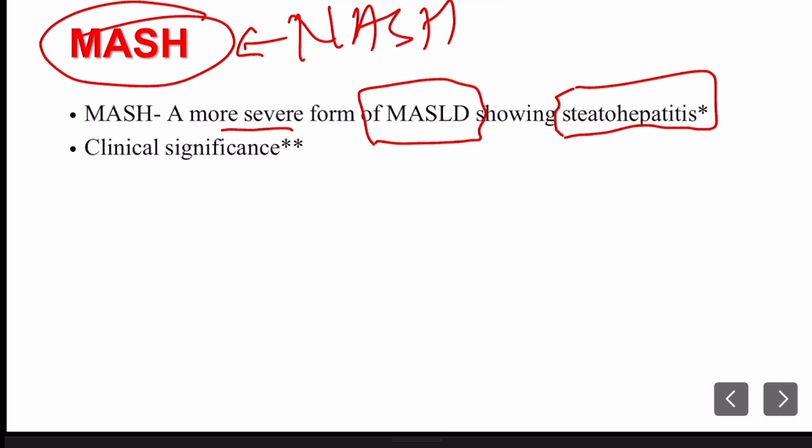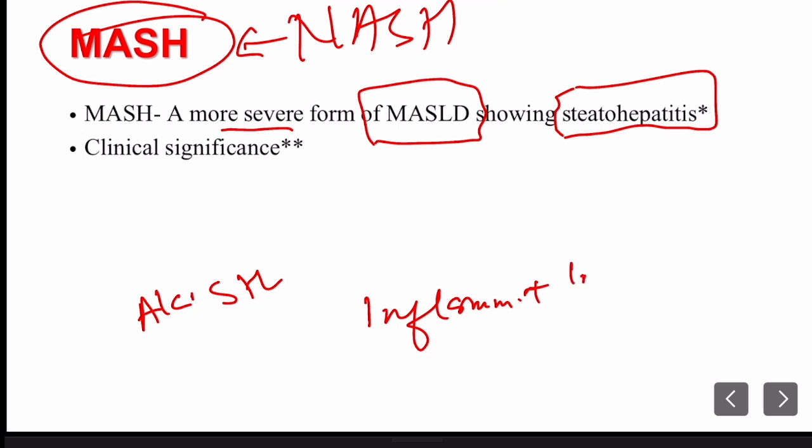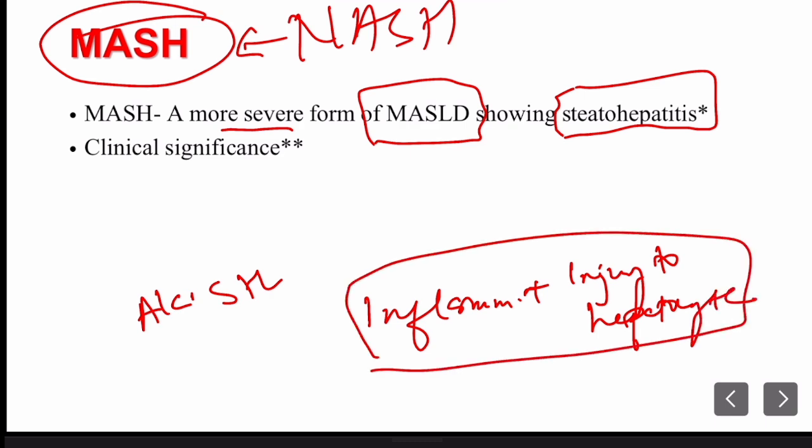The histologic features of MASH are very much similar to alcoholic steatohepatitis. So there is basically inflammation plus injury to the hepatocyte. Now, this has a risk of progressing to fibrosis. Ultimately, liver cirrhosis and decompensated liver.